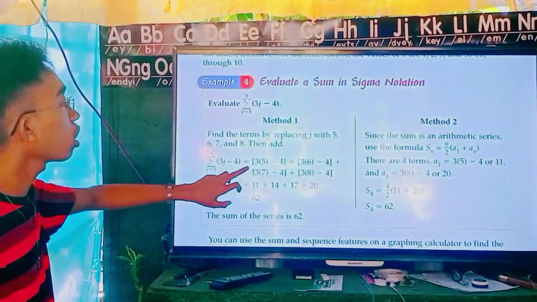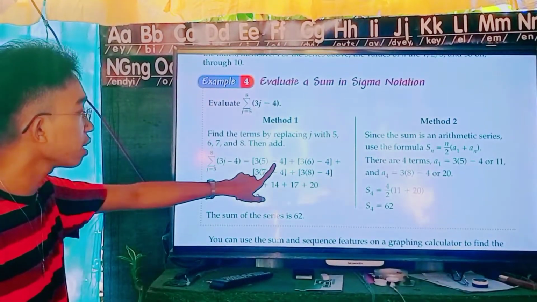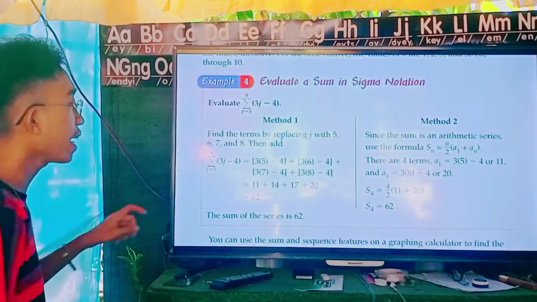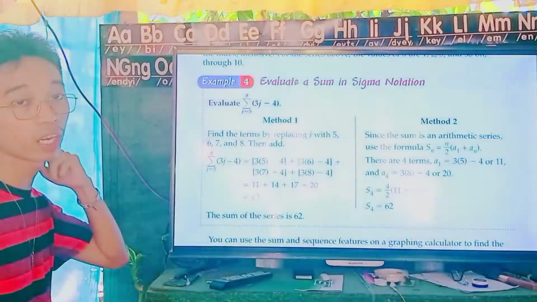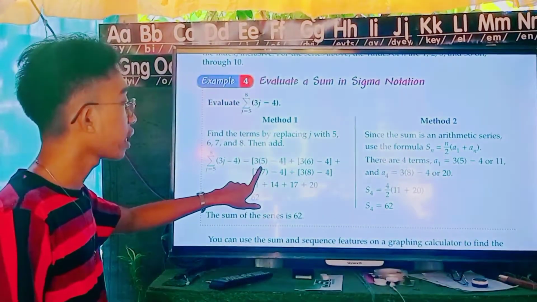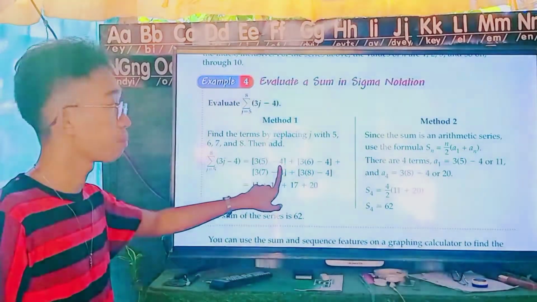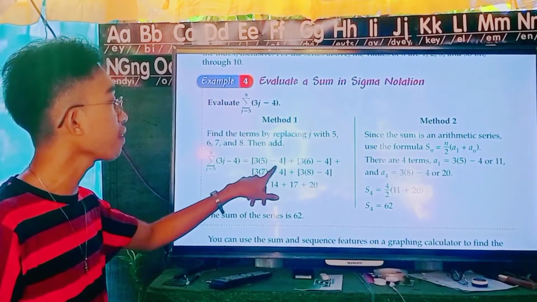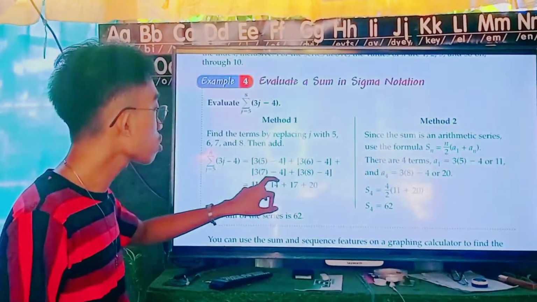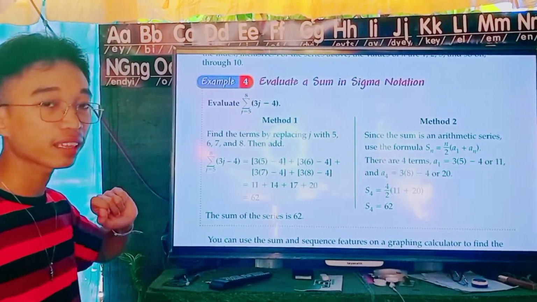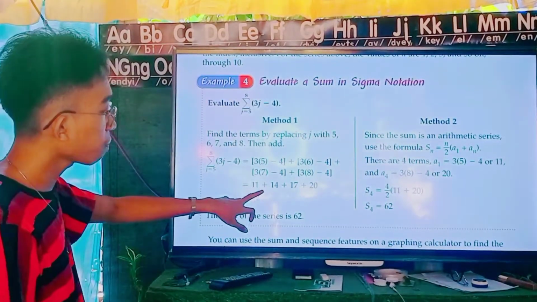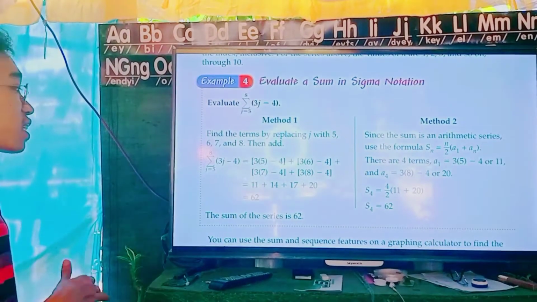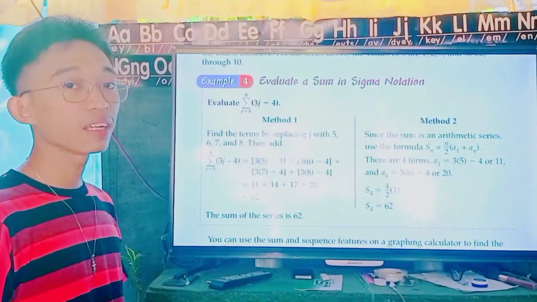So, 3 times 5 minus 4. Don't be confused, because all you need to do is to replace j with the number. 3 times 5 minus 4 plus 3 times 6 minus 4, because the next term after 5 is 6. Then so on and so forth up to 8. It's equal to 11 plus 14 plus 17 plus 20. So the answer is 62. The sum of the series is 62.